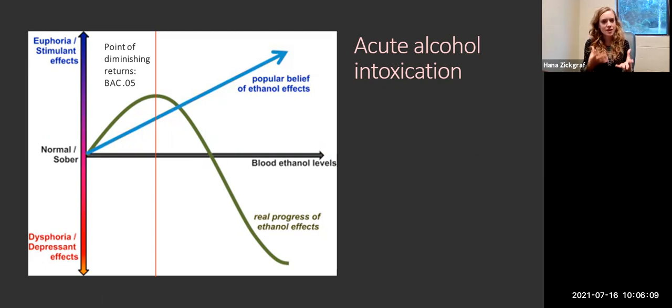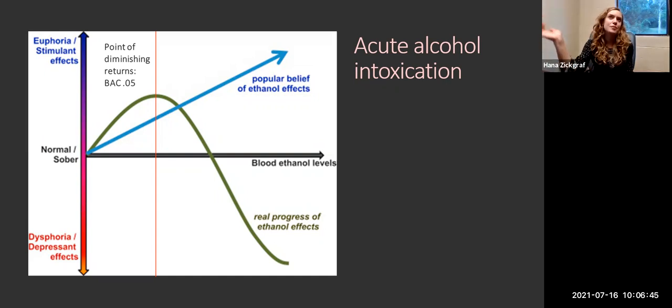So alcohol is this interesting substance because at lower levels, it tends to make people feel more happy, more social, more excited, less anxious, less inhibited. This is the type of drinking that makes people feel like they're more fun at parties, like they're better dancers, like dates are more enjoyable. Beyond about a blood alcohol content of 0.05 to 0.08 though, alcohol starts to have the opposite effect. It makes you feel sad, it makes you feel irritable, it makes you socially withdrawn, and it makes you physically uncoordinated and clumsy.